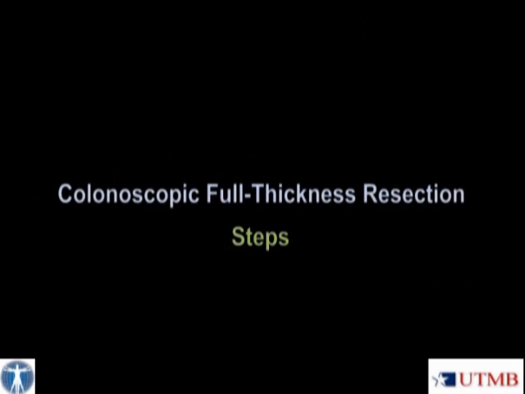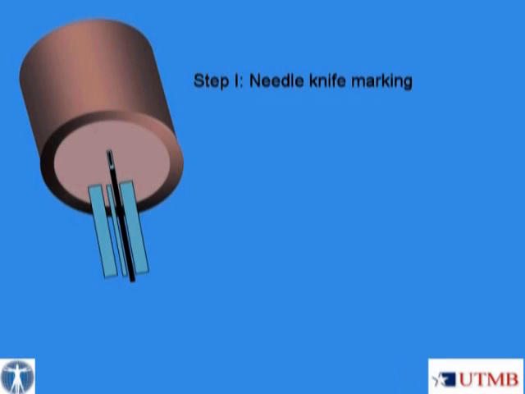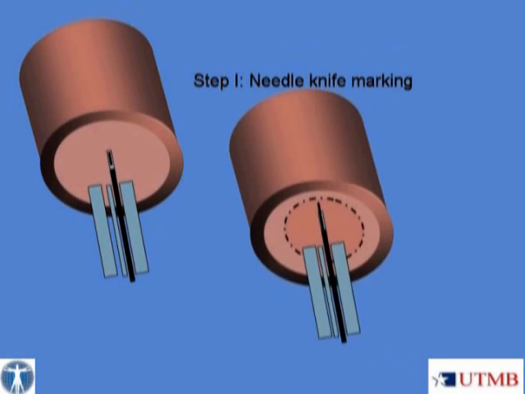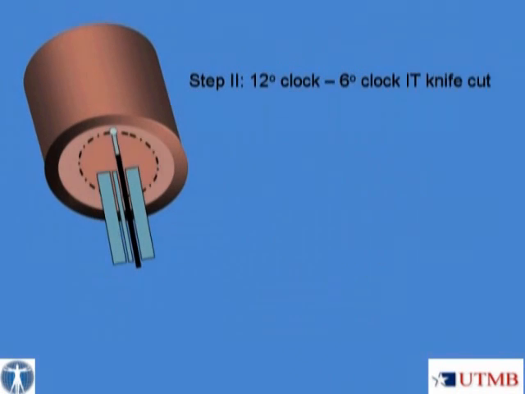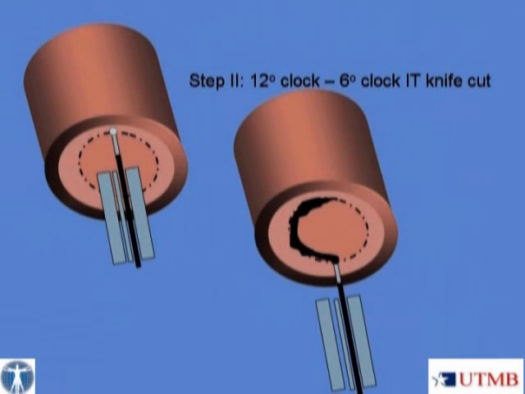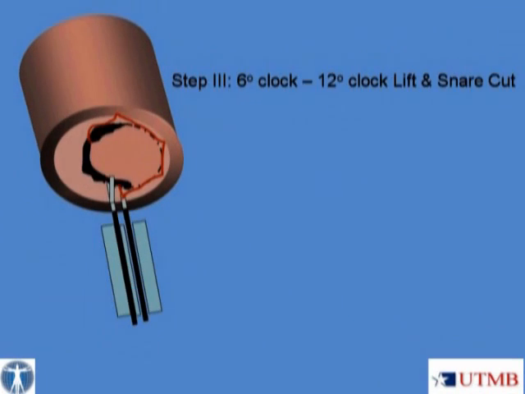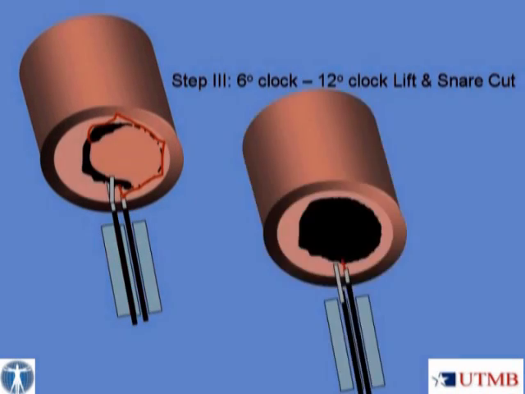Colonoscopic full-thickness resection. The steps consist of a needle knife being used to mark the area with cautery. After marking, a full-thickness puncture is made and an IT knife was used to cut the marked area from 12 o'clock to 6 o'clock. Because of colon collapse, the remaining segment was cut using a lift and cut technique with a snare and a grasping forceps.